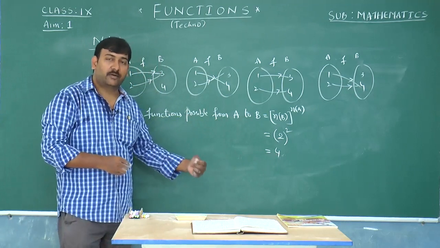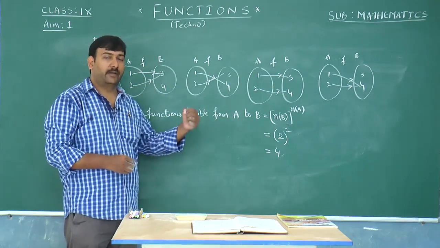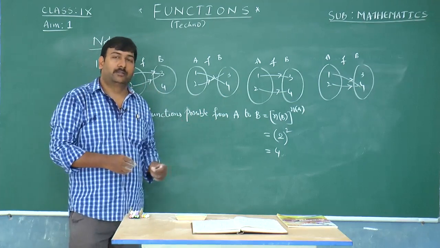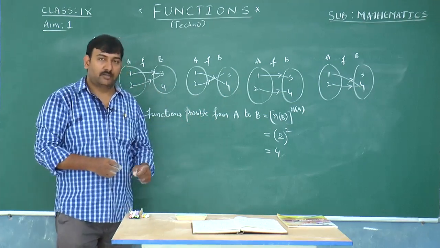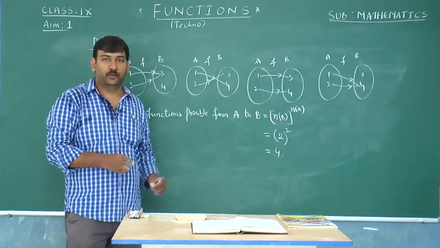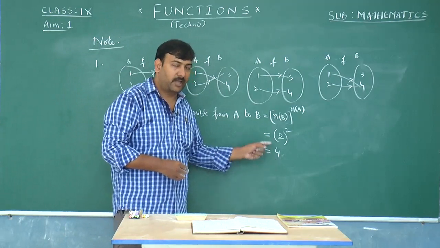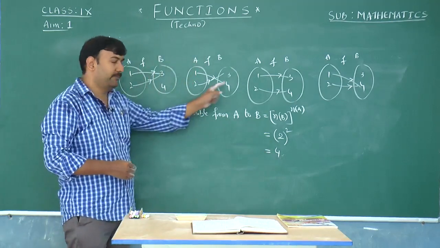The number of relations is given by 2 to the power of n(A) into n(B), that is 2 to the power of 2 into 2, which is 2 to the power of 4, that is 16. So, 16 relations are possible from A to B. Out of those 16 relations, only 4 will become functions, and those 4 functions are drawn here.